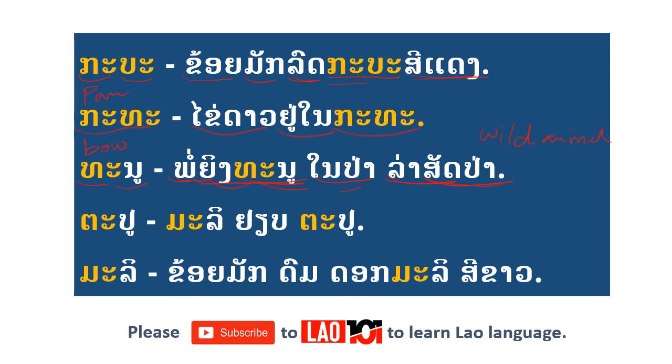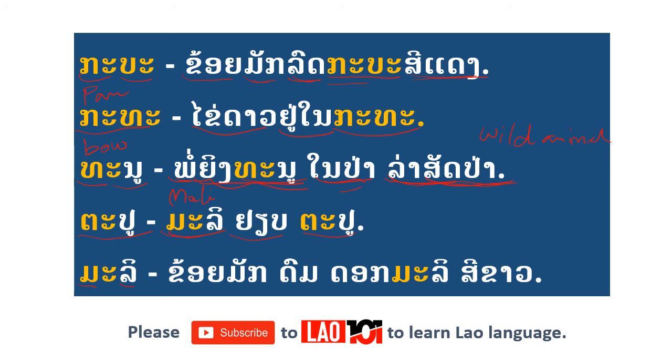พอยิงธนูในป่าล่าสัตว์ป่า. ตะปู means the nail. มะลิ can mean the jasmine, but in this context it's the name of a person named Mali. Mali means jasmine. Mali ตะปูเหยียบ, step on. มะลิเหยียบตะปู. So Mali steps on the nails.